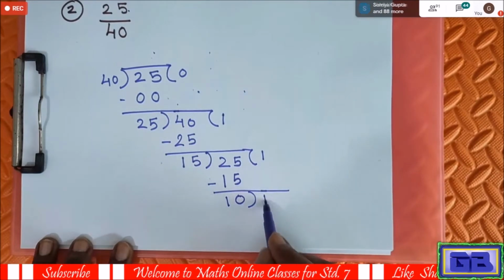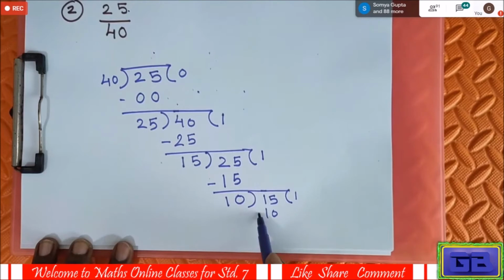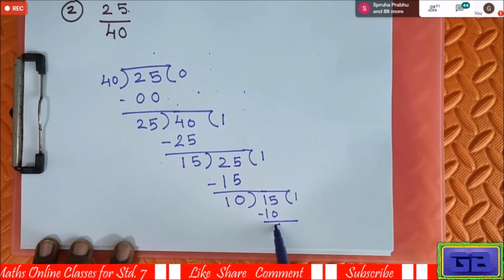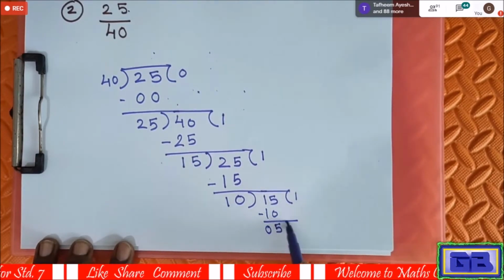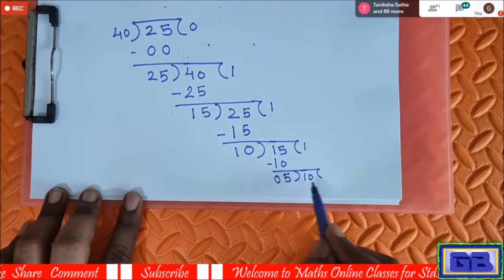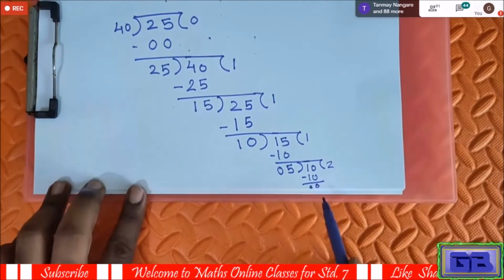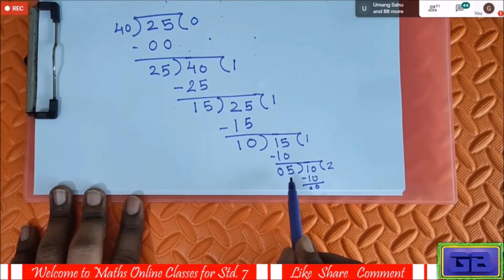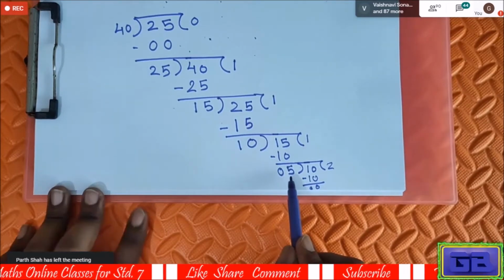Take 15 here. Again 10 ones are 10. 5 minus 0, 5. 1 minus 1, 0. Take here 10. 5 twos are 10. Here 0, 0. Once we got remainder 0, the number by which we have divided is your HCF. So 5 is our answer.